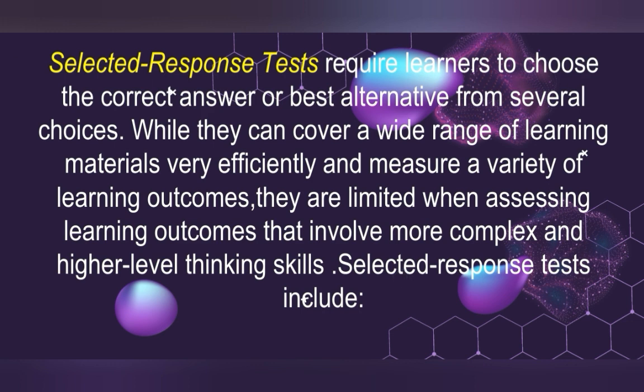We have the selected response test. It requires learners to choose the correct answer or best alternative from several choices. While they can cover a wide range of learning materials very efficiently, and validly measure a variety of learning outcomes. And then in constructed response items, students construct their own words rather than choosing a response provided by an instructor. So these are the examples.